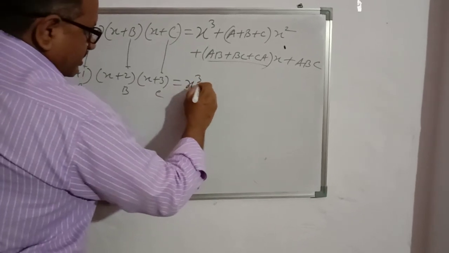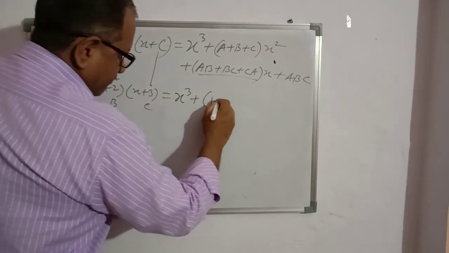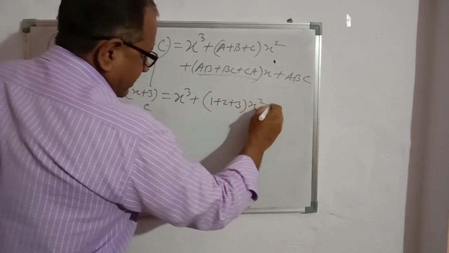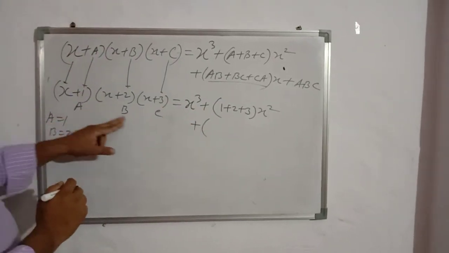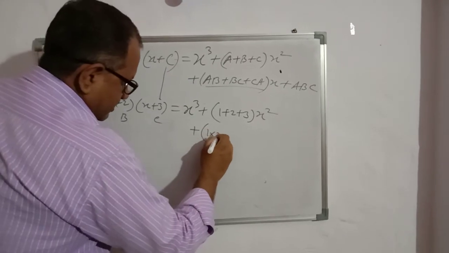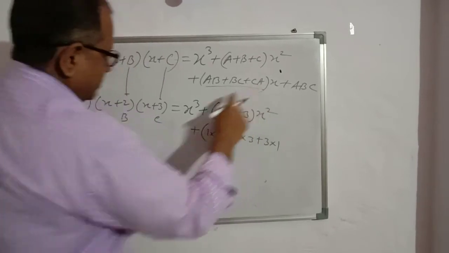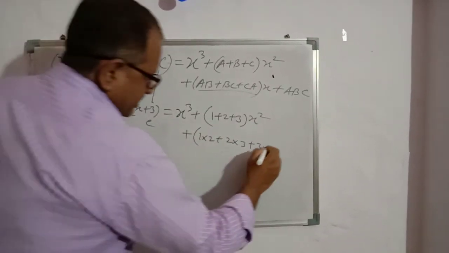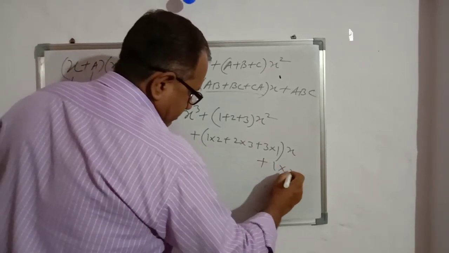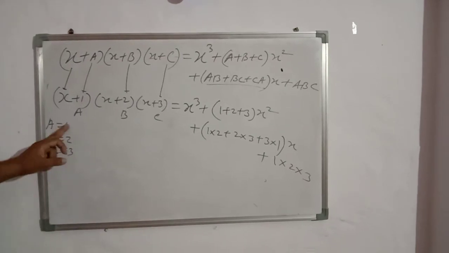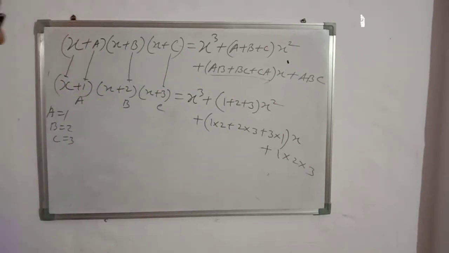It is x cube plus (A plus B plus C). A is 1, B is 2, C is 3. So 1 plus 2 plus 3 into x square, plus we have to write AB. AB means 1 into 2, plus BC, 2 into 3, plus CA, 3 into 1. C is 3, A is 1. Into x, plus ABC, 1 into 2 into 3.